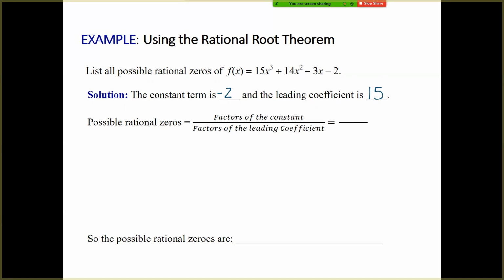To find rational zeros, we need to take the factors of the constant divided by the factors of the leading coefficient. So really, we want the factors of -2, and we're going to divide that by the factors of 15. We need the factors of this constant. So factors, you're going to go to your factor sheet. If you have your factor sheet handy, pull it out.